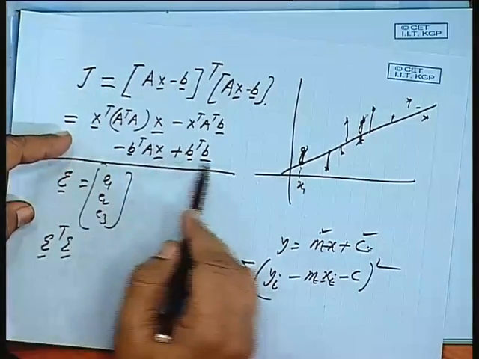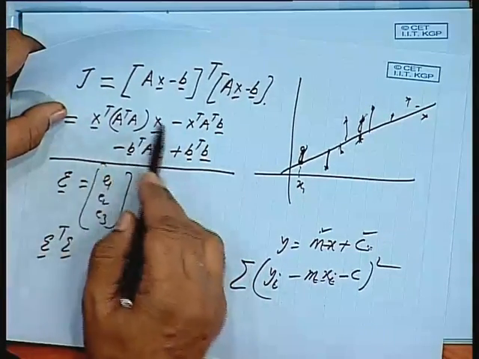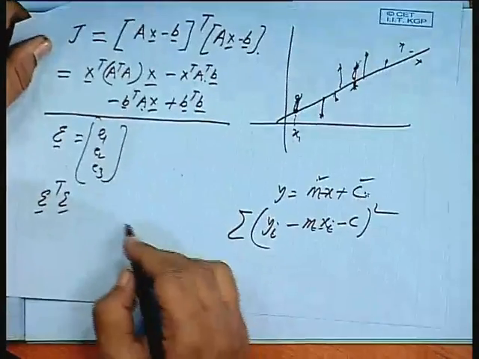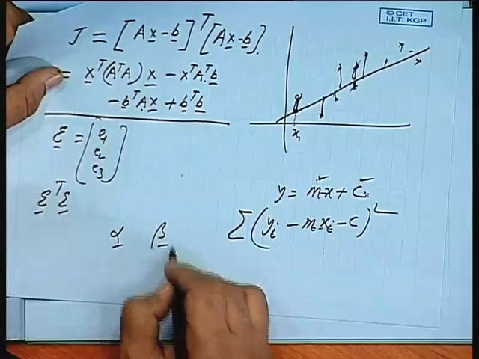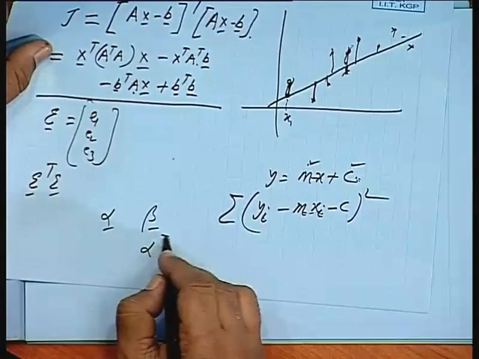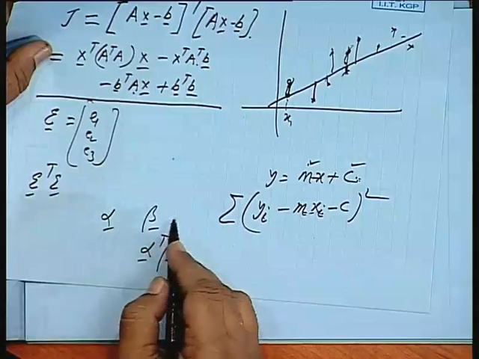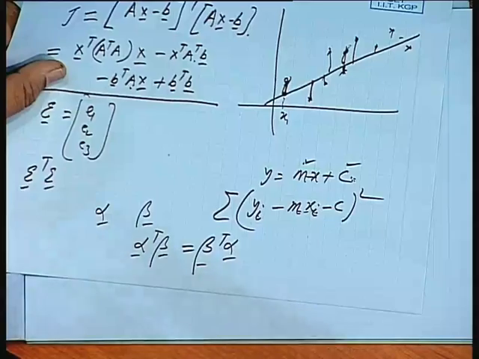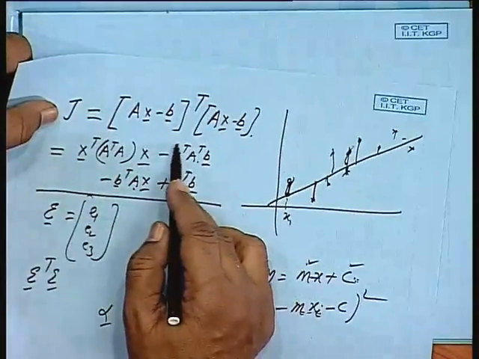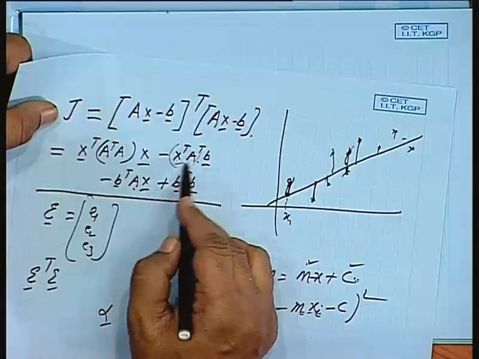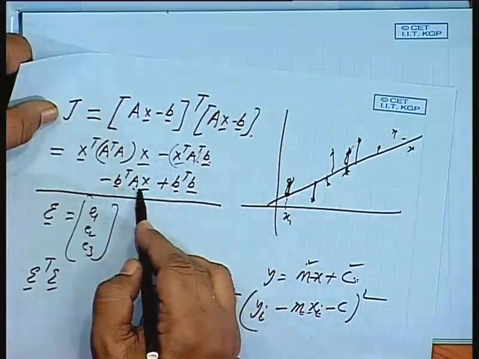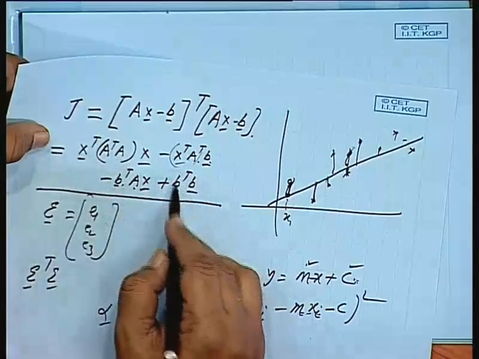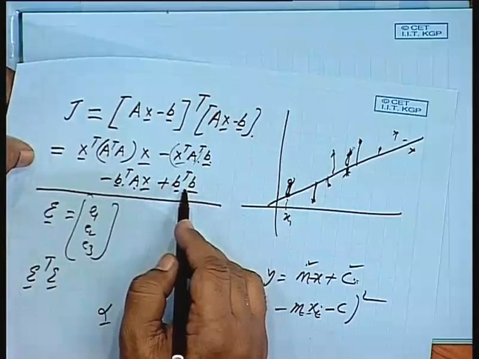Now, here this is a quadratic, this and this they are same. It is like alpha is a vector, beta is a vector. So, alpha transpose beta is alpha 1 beta 1 plus alpha 2 beta 2 plus alpha 3 beta 3, which is same as beta transpose alpha. So, (Ax) transpose into B is same as B transpose Ax. So, I can write this as 2 times any of these, and this is a constant. So, derivative of this with respect to x will be 0.